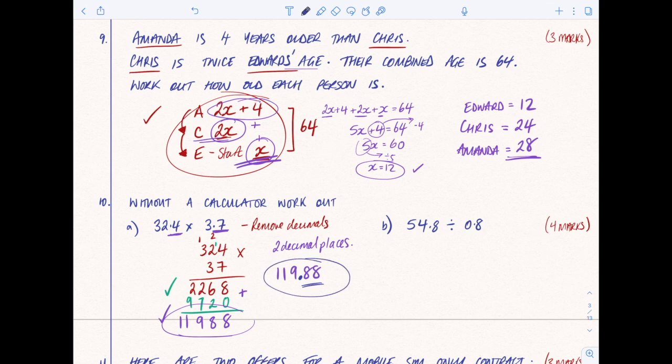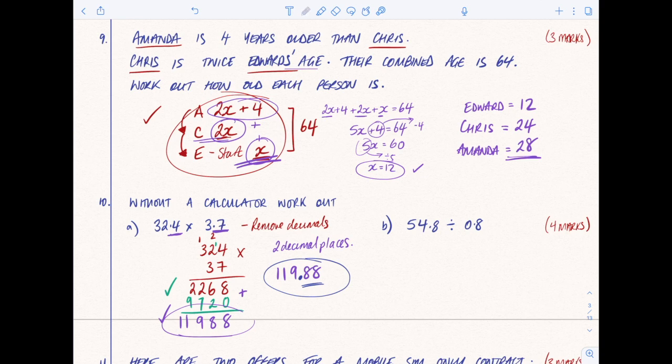Also think to yourself, does that number make sense? Well, if that was 33 times 3, for example, then it would be 99. And obviously that's slightly higher. That's closer to 4. So it kind of makes sense it'd be near the 120 mark.